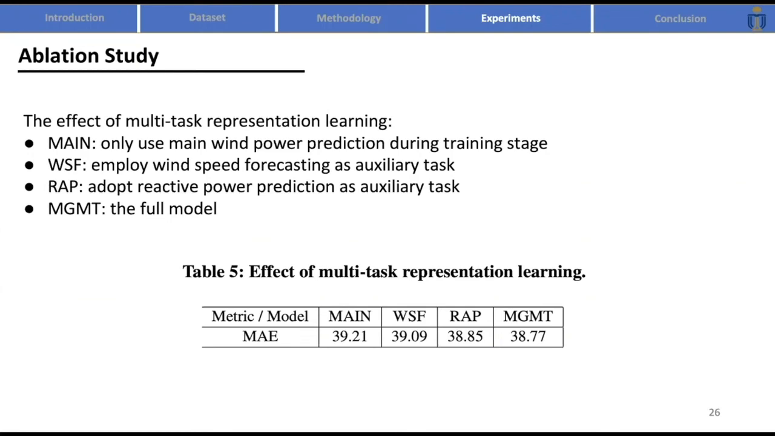From table 5, we can see a performance gain by adding either wind speed forecasting or reactive power forecasting into our model. So we can conclude that multitask learning can help us avoid overfitting and lead to better performance.